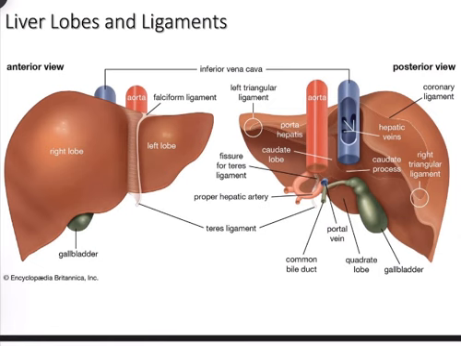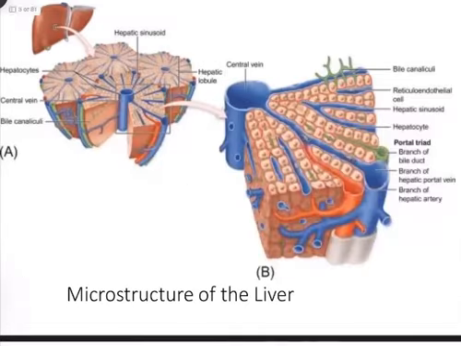An associated organ is your gallbladder, which is the storage of your bile, which is produced by your liver. Then you have the microstructure of the liver. You have the hepatocytes, which you can see in a hexagonal form. As you can see here, they are in hexagonal form.